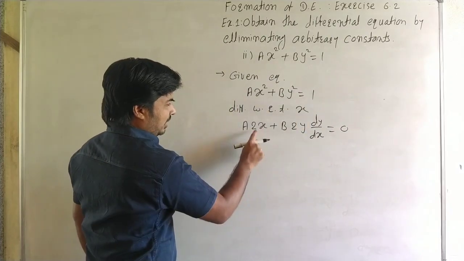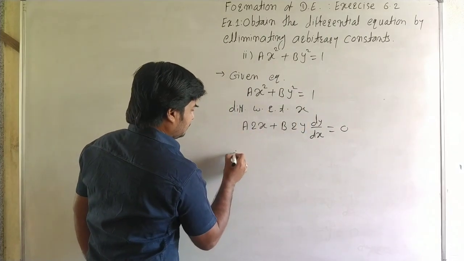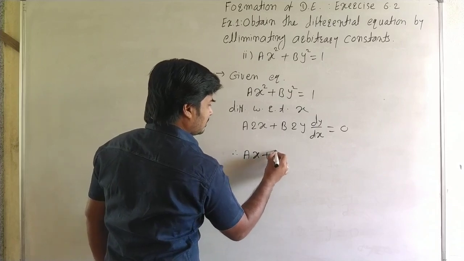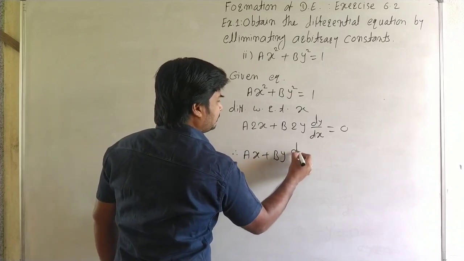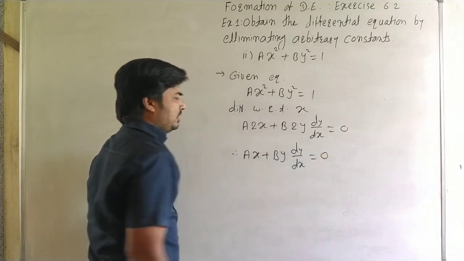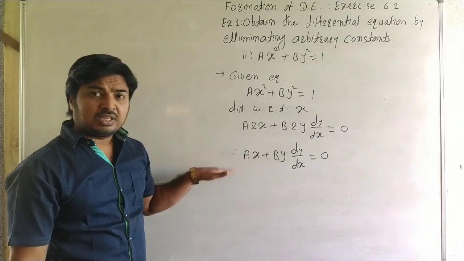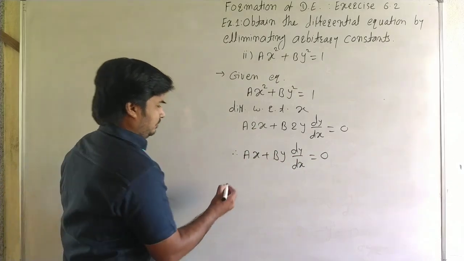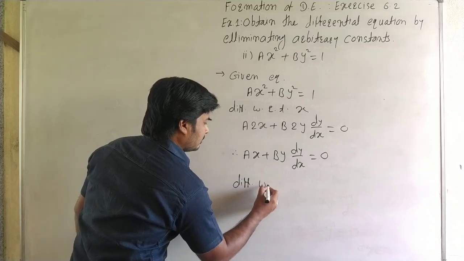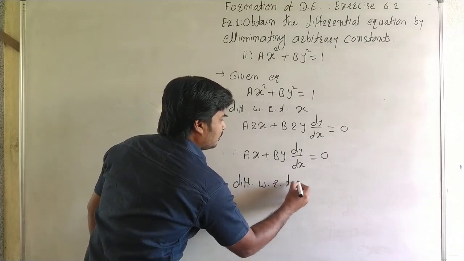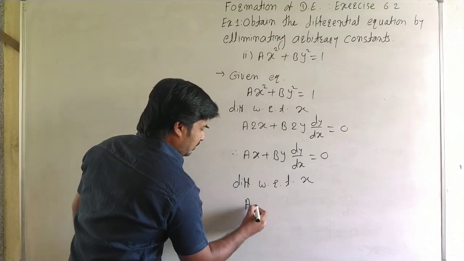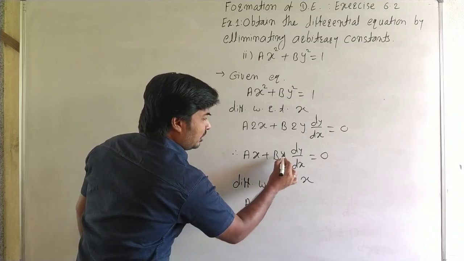Okay, derivative of 1 is 0. Now here 2 gets common, therefore we can write ax plus by dy by dx is equal to 0. See carefully this. Okay, now again differentiate with respect to x, here derivative of ax it is a, plus derivative of b into y dy.